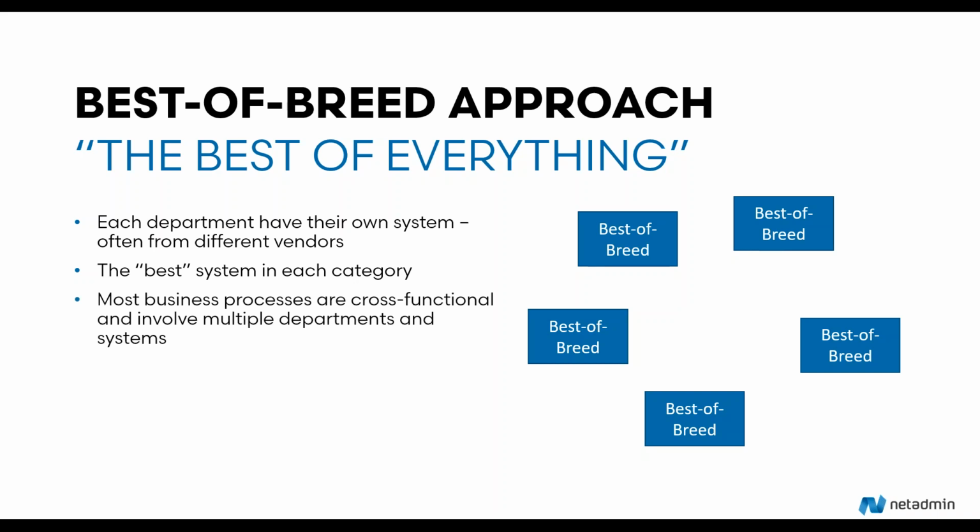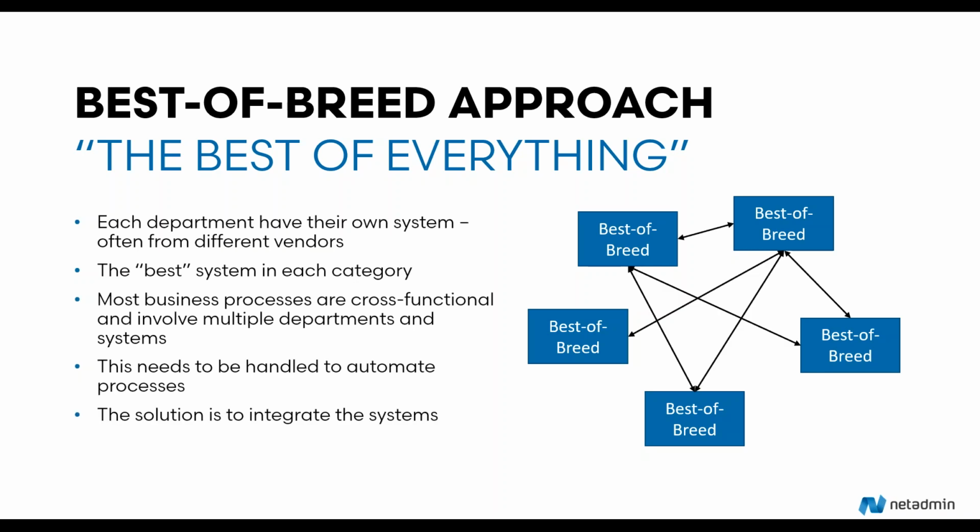Well, the issue is that many of the business processes in our industry are cross-functional. Delivering a fiber-based broadband service involves everything from marketing to sales to the operational teams to, in the end, obviously, billing. And the same is true for many other business processes, like assurance. Because they involve multiple departments, they involve multiple systems, and this needs to be handled in order to automate the processes.